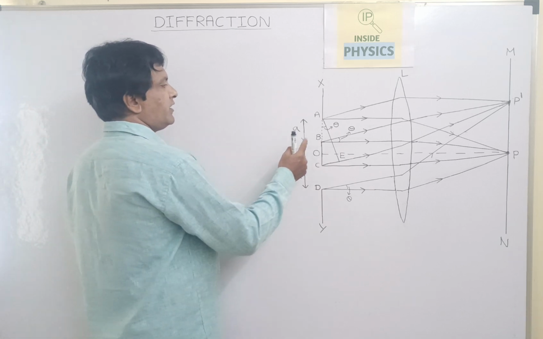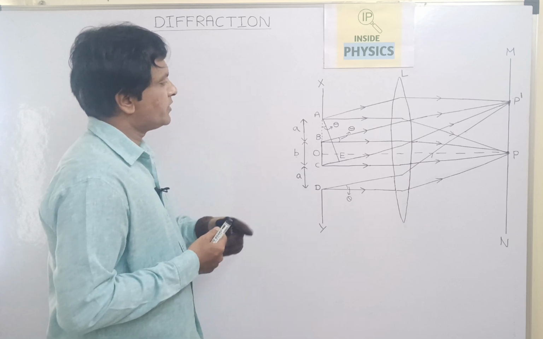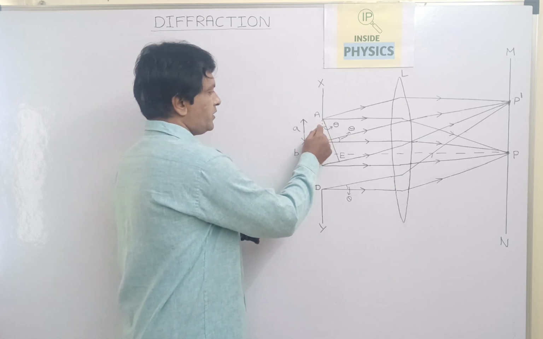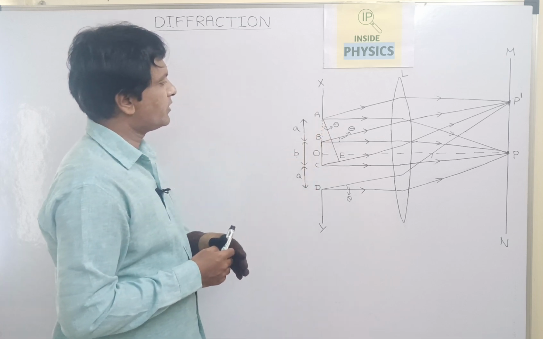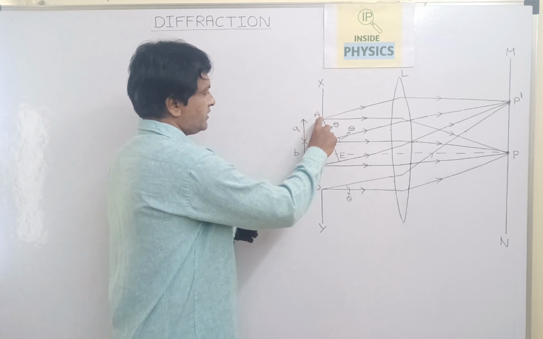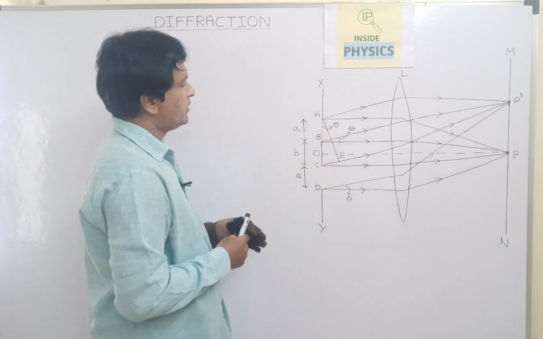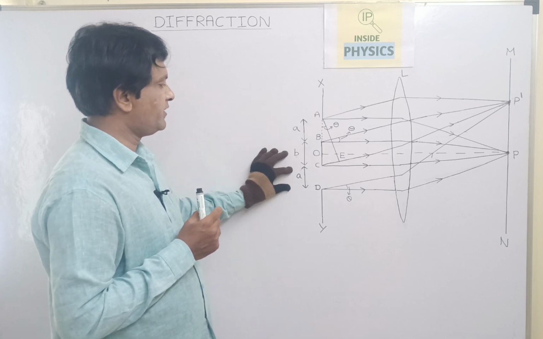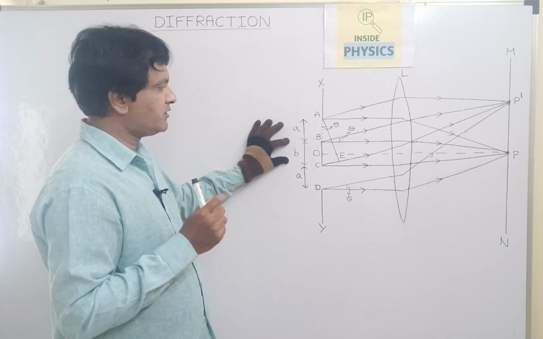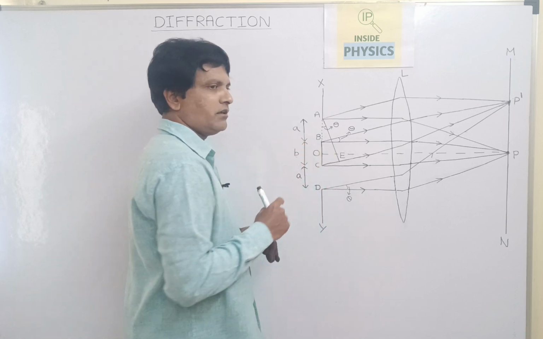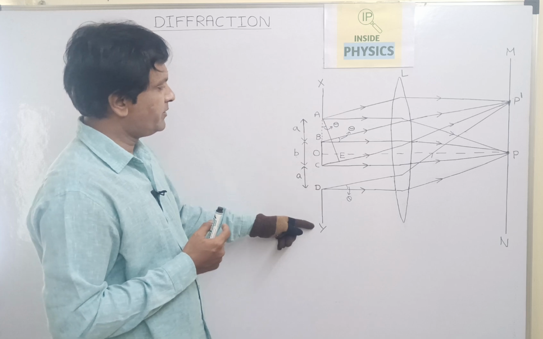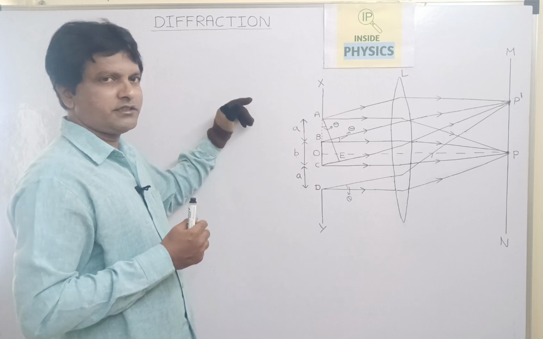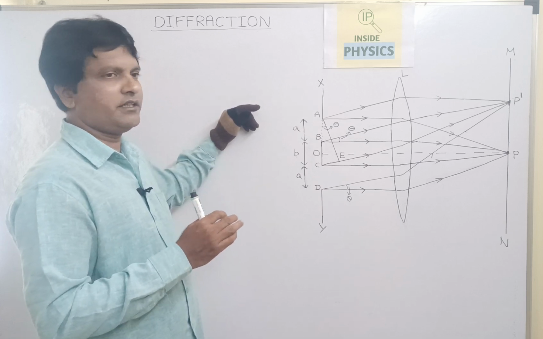According to the Huygens wave principle, the primary plane wavefront is incident on the two slits, and each point in the slit acts as a source. If you look at the diagram, this is slit 1, this is slit 2. Both have the same width A. The width B is the width of this opaque medium. So XY is an opaque medium in which the two slits are arranged. A slit is a very narrow passage of light.